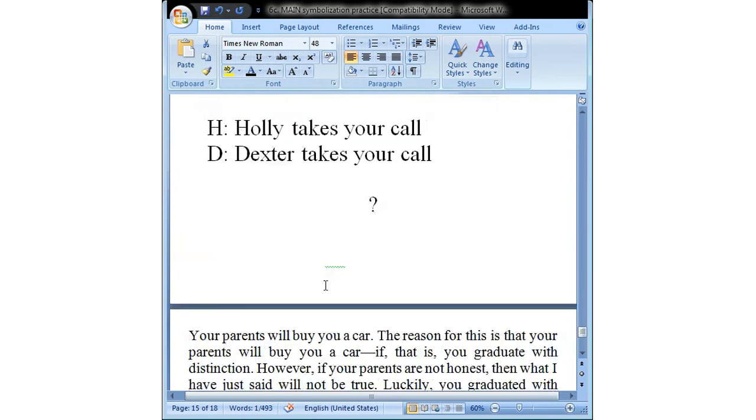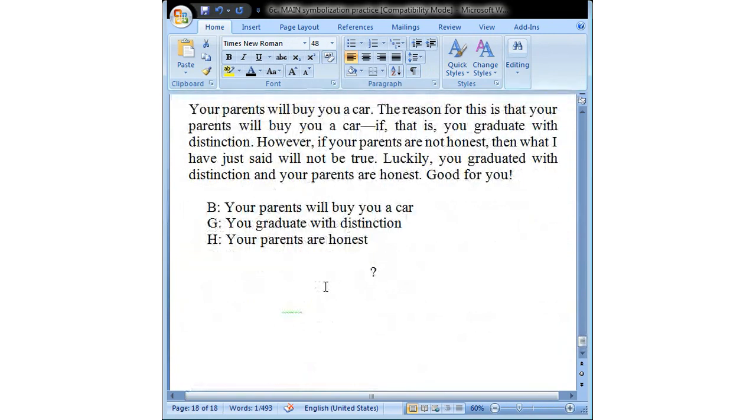Terrific. Let's have some fun with this one. Take your time, and I'm going to reconvene at 11:20 when people are going to type in their answer. Your parents will buy you a car. The reason for this is that your parents will buy you a car if, that is, you graduate with distinction. However, if your parents are not honest, then what I've just said will not be true. Luckily, you graduated with distinction and your parents are honest. Good for you.